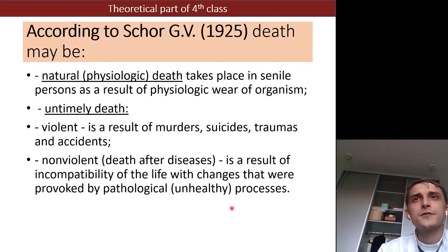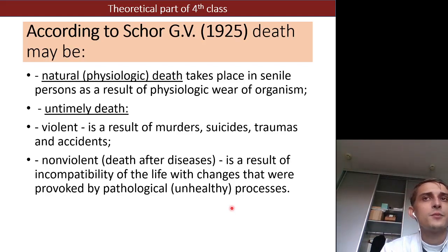According to Shore classification, there are natural and untimely death. The natural death takes place in a senile person as a result of physiological wear of the organism. And there is some scientific research that tells that natural or physiologic death is possible only after 150 years of life. So I have never heard about a person who lived more than 120 years, but natural death could happen only after 150 years.